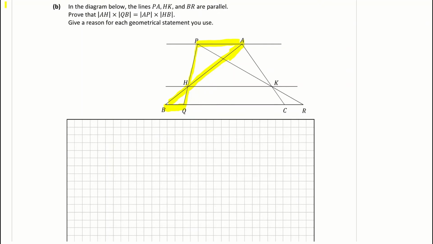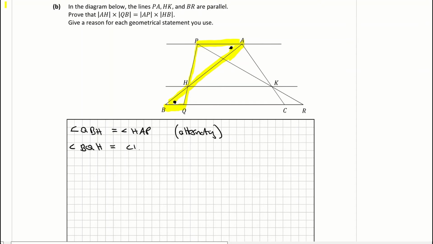So let's write some pieces of information that we know. So let's look at the angle QBH. QBH is this angle here. And I'm going to say that that angle is equal to the angle HAP, which is this angle here. And the reason why those two angles are equal is because they are alternating angles.